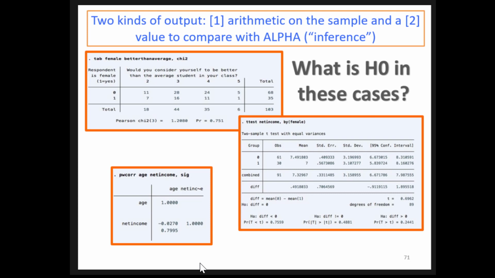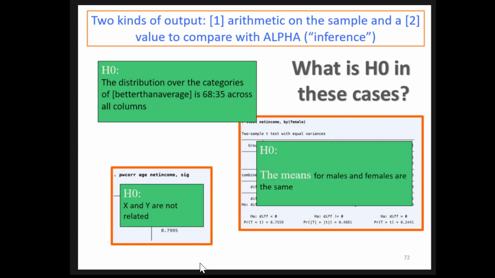And the other H0 here would be, if I have age over there and net income, is it the case that people as they get older think that they are going to earn more or that they are going to earn less? My H0, I need an equality here, would be, well, no. There is no difference. Irrespective of how old you are, you think that you are going to earn more or less the same net income on average. So these are the H0s that go with these kinds of tests. So 68, 35 is the same across all columns. The means for males and females are the same, and X and Y are not related.